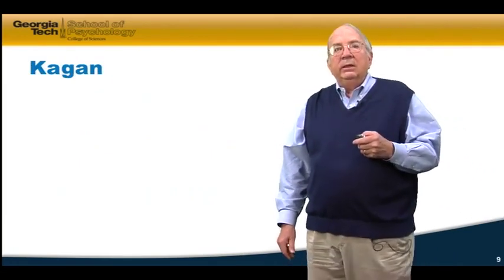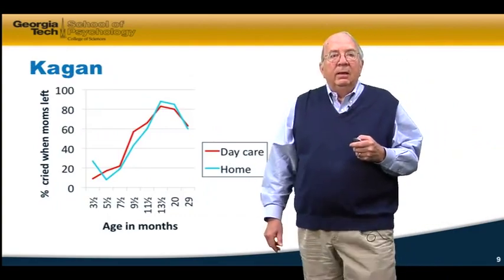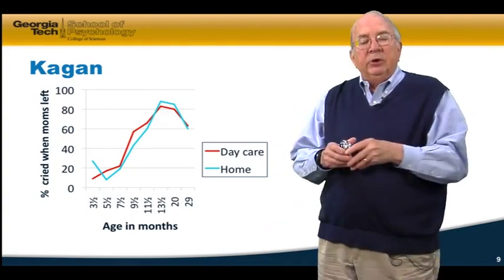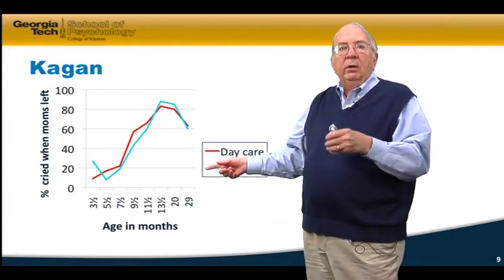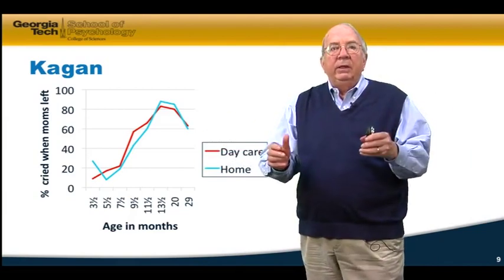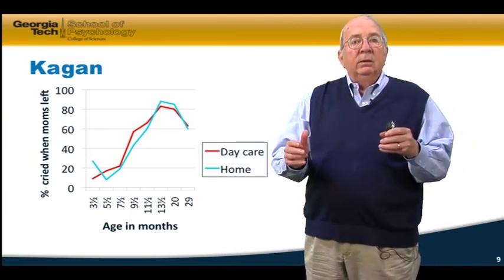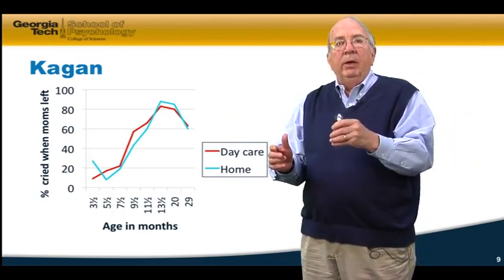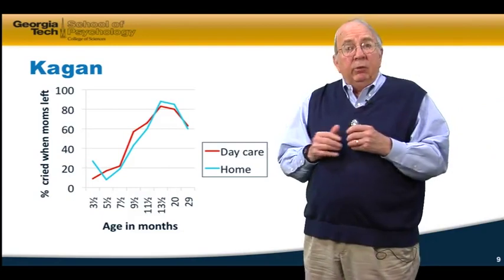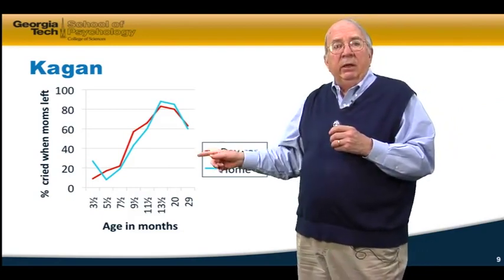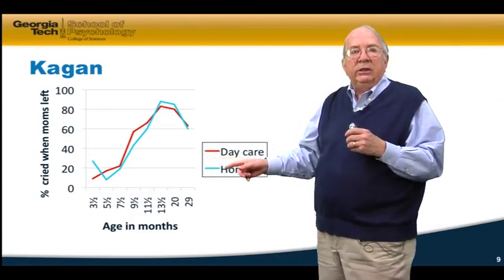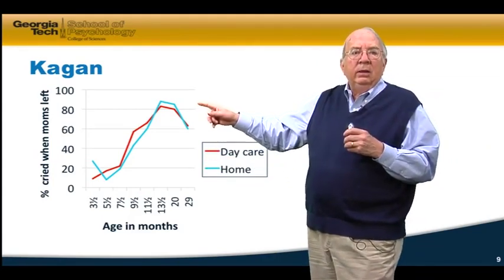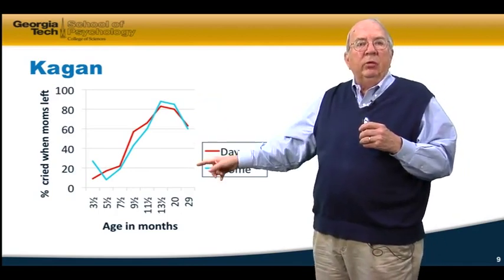Now, Kagan is a psychologist who studied separation anxiety, and he actually looked at the percentage of children that cried when the mother left a room. For example, they'd bring the infant and the mother into an experimental room, and then the experimenter will come in, and then the experimenter and the mother would leave, and of course that creates separation anxiety in the child, and they looked at what percentage cried, and here you can see this sort of increase in crying up to about 13 months, and then a decrease.